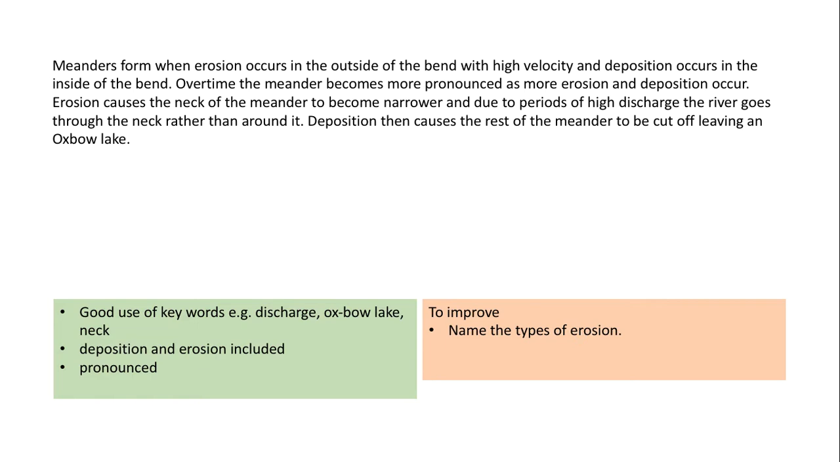Good. And due to periods of high discharge, the river goes through the neck rather than around it. Excellent. We got that idea about the river flooding and then cutting off the old river channel in there. Deposition then causes the rest of the meander to be cut off, leaving behind an Oxbow Lake. Yes, this is almost a perfect answer. The only thing that this answer needs to add in is an example of the types of erosion.